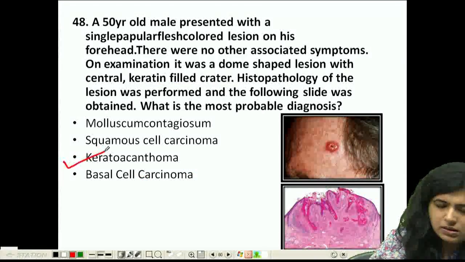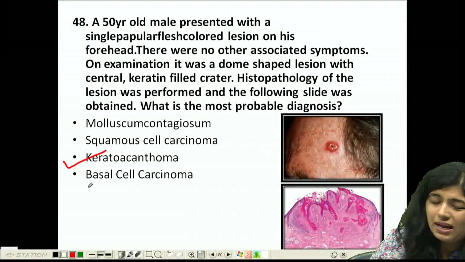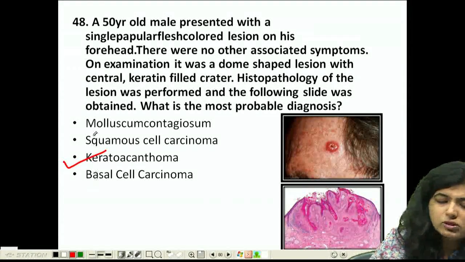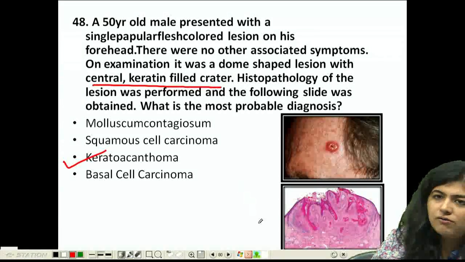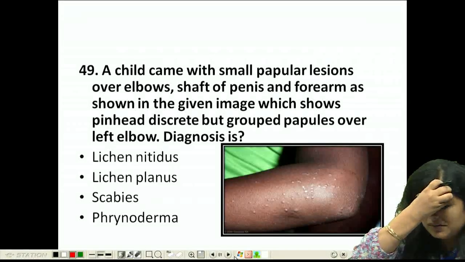Answer here is keratoacanthoma. A relatively simple one because we've just read KA. Even if it was a de novo first question, enough to give you a hint of the diagnosis. Right? Good. Moving on to the next question.